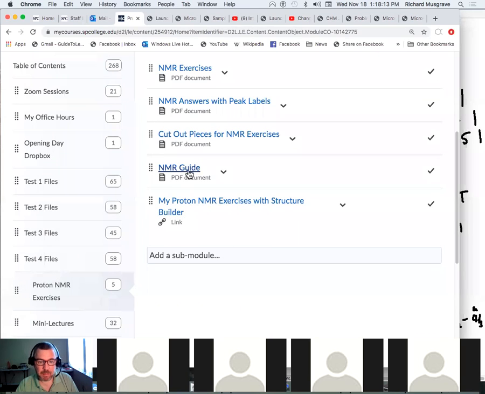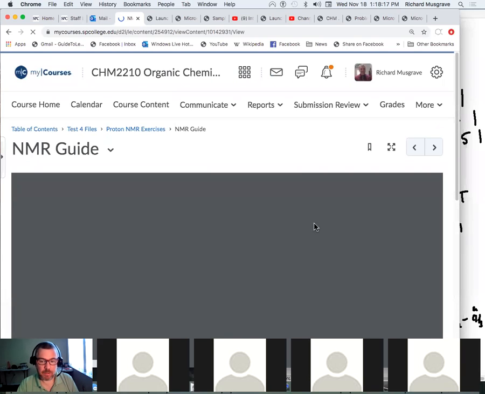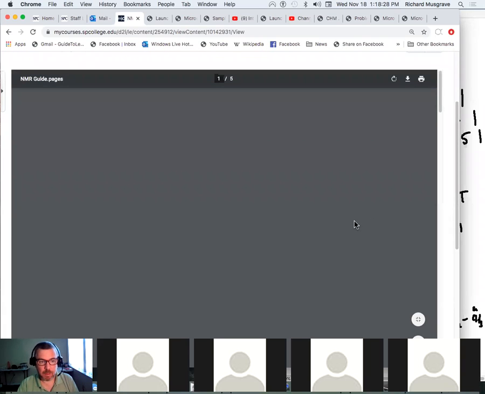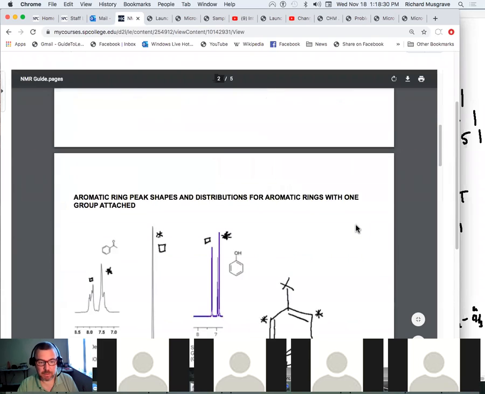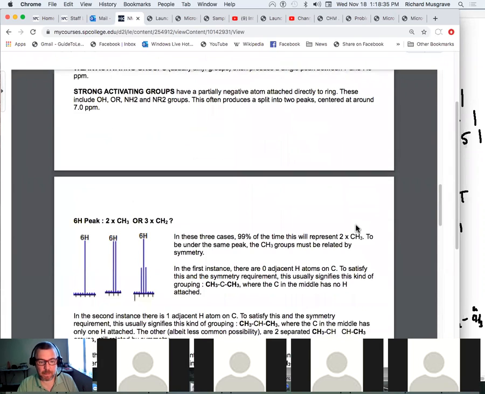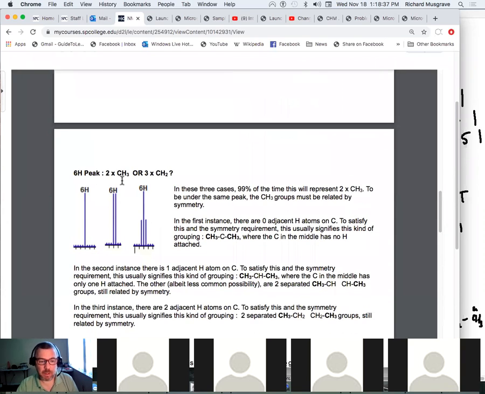I also have this NMR guide, which is kind of handy as well. And it goes through all of the concepts, sort of summarizes them all in one document. So it has the peak shapes. Also, it gives a nice way of being able to tell if you've got a 6H peak, whether it's 2 CH3s or 3 CH2s.